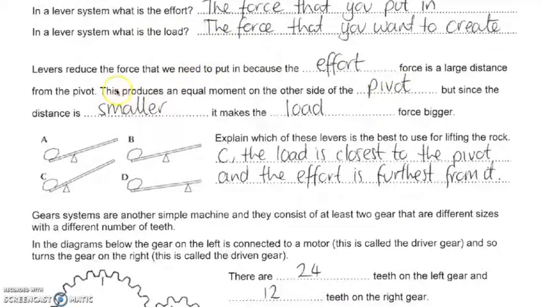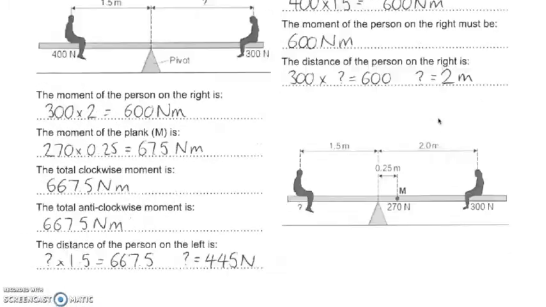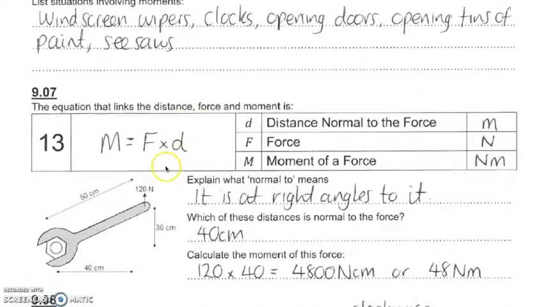This produces an equal moment on the other side of the pivot, but since the distance is smaller, it makes the load force bigger. Essentially we're using the principle of moments again, using this equation, force times distance. If we're increasing our distance, that means the force we apply is going to be lessened, but the turning effect is still going to be the same.